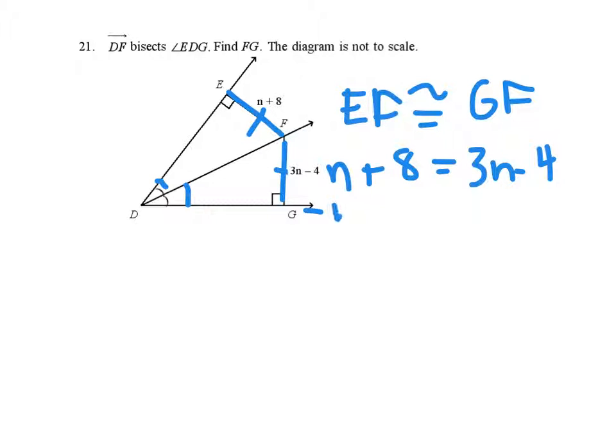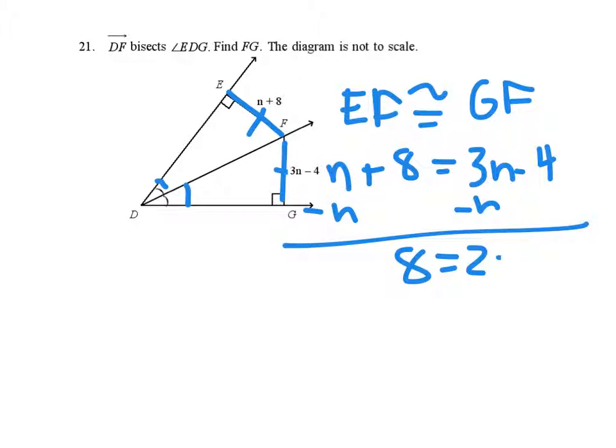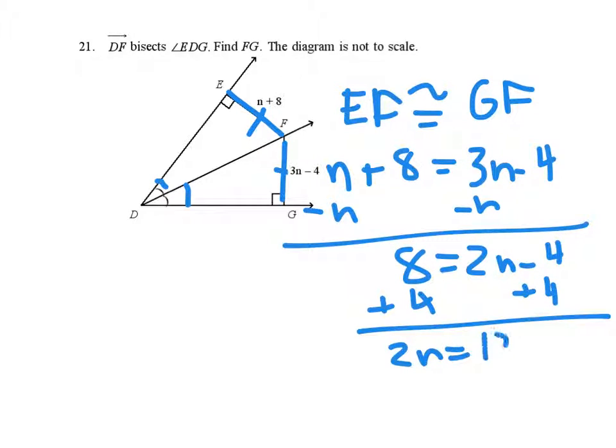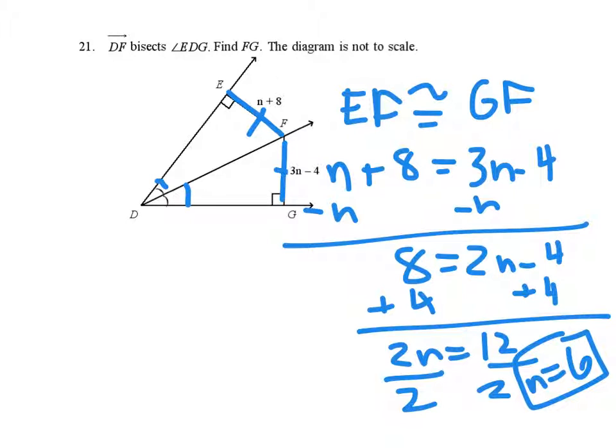We're going to subtract an N from both sides. We get 8 equals 2N minus 4. We'll add 4 to both sides. And we get 2N equals 12. If we divide by 2, then N equals 6. They didn't want us to find N, they wanted FG.